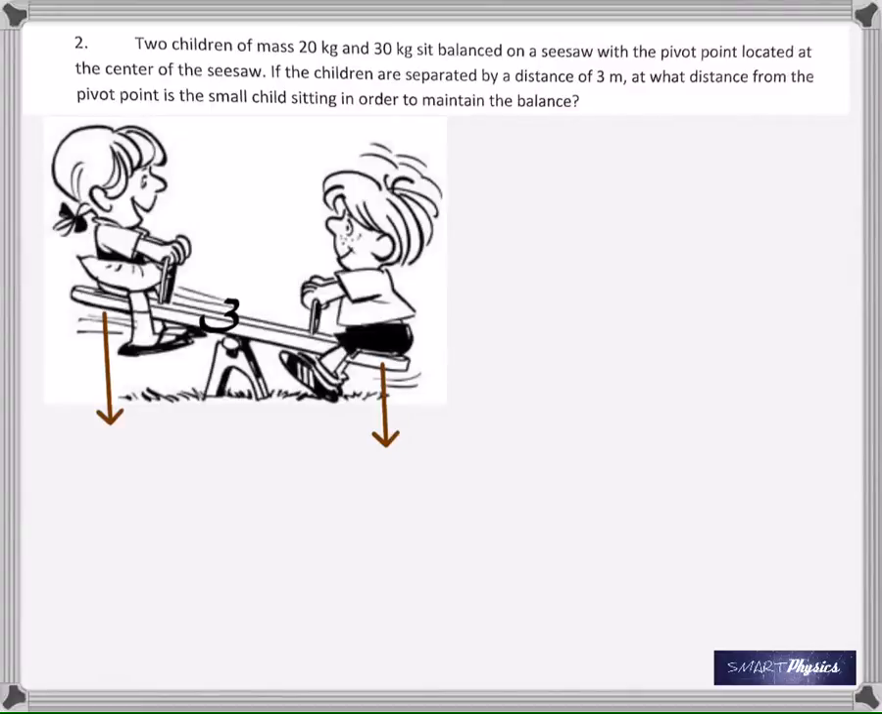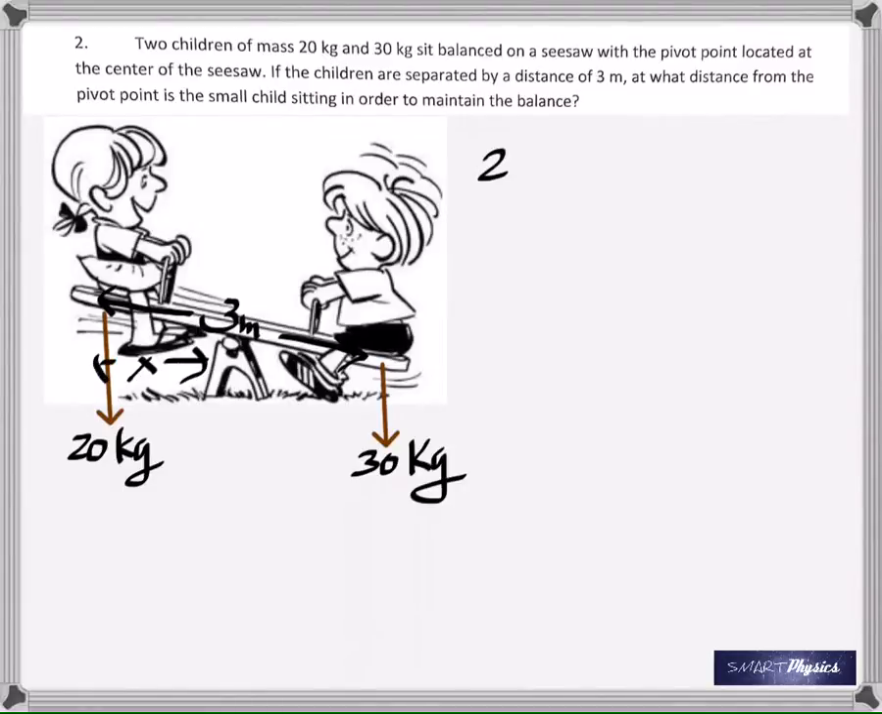So what we do is, if that is 3 meters, and that's 20 kilogram, that is 30 kilogram, we will assume this distance of the smaller child from the pivot to be x. So we take this distance as x. Therefore, this distance is 3 minus x. Right? Because the total distance is 3, this is x. Therefore, what remains is 3 minus x.